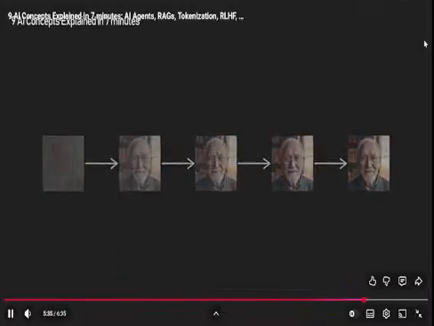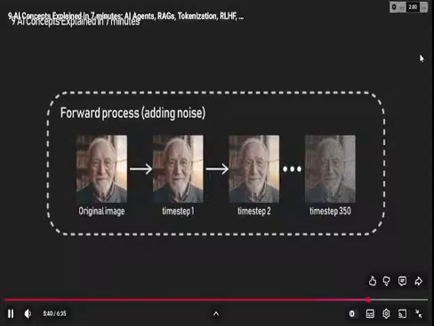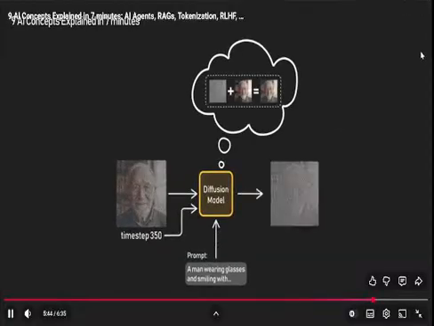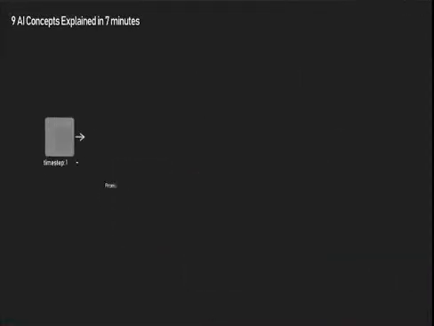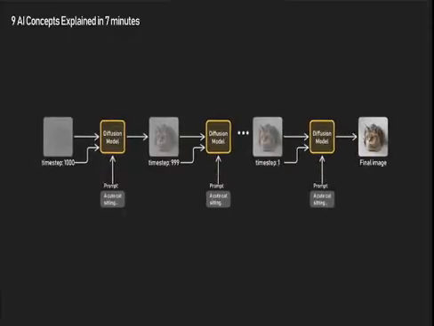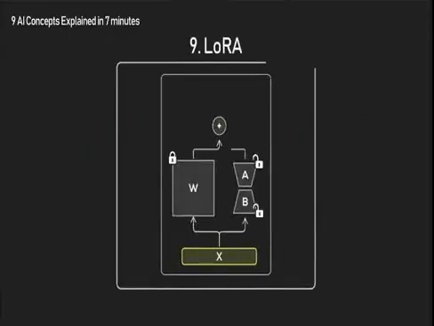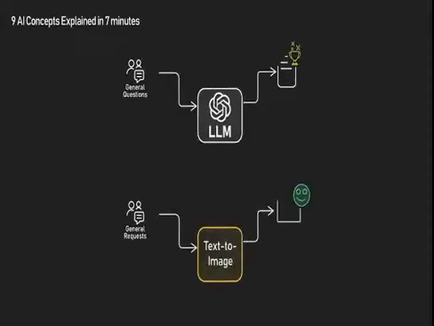8. Diffusion models. Diffusion models generate data by learning to reverse a gradual noising process. During training, you take real samples like images, add noise over many time steps, and train a model to predict the noise given the noisy input, the time step, and optional conditioning such as text. At inference time, you start from pure noise and repeatedly apply the learned denoising step to move toward a clean sample.